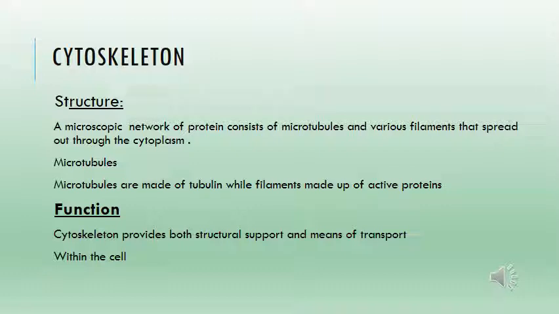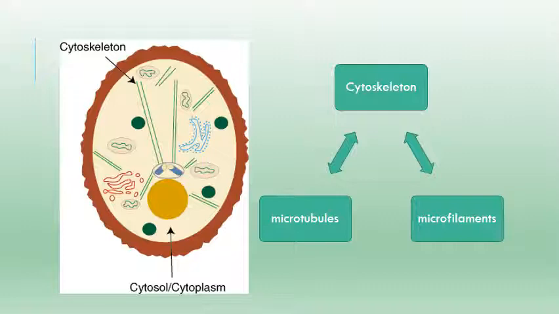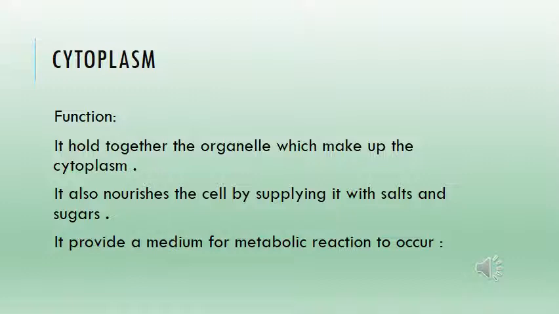As we have already said, the cytoskeleton is a network of proteins, and both of them serve very important functions, as they provide structural support to the cell. And the other important function is that it is the means of transport within the cell. Cytoplasm holds together the organelles.